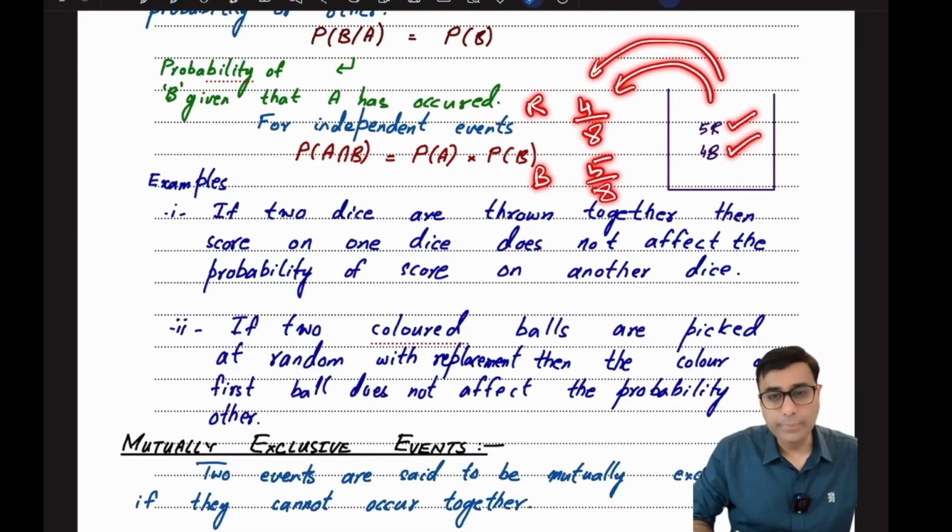which will not be the case if I replace the first ball and then pick the second ball. Which means if I pick the ball, then I replace it, and then I pick the ball again, the second ball's probability is not going to be affected by what color I chose as the first ball, because the total number of balls in the box will remain unchanged, and that is going to be an example of independent events.